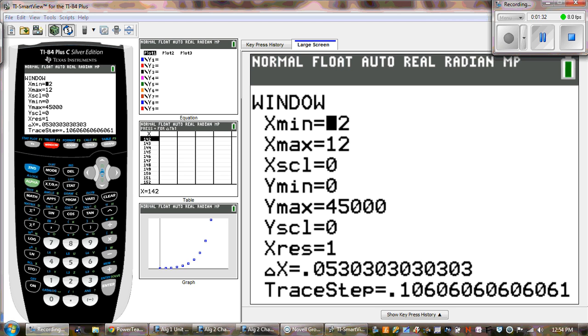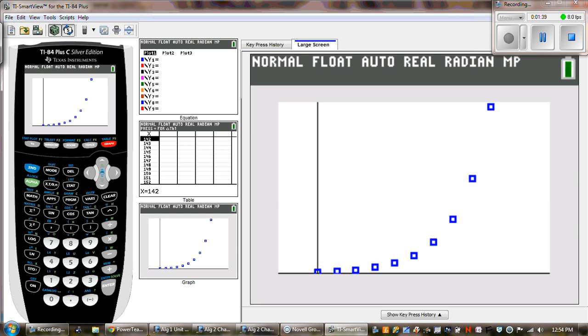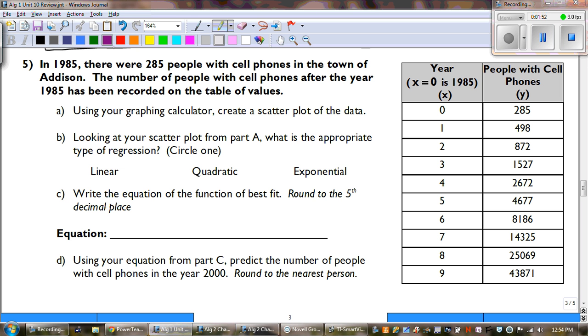Okay, so there's my window, if you want to see exactly how I set it up. And this is what the graph should look like. So, is that linear, quadratic, or exponential? It looks like a J, doesn't it? Yeah, if it looks like a J, that means it's exponential.